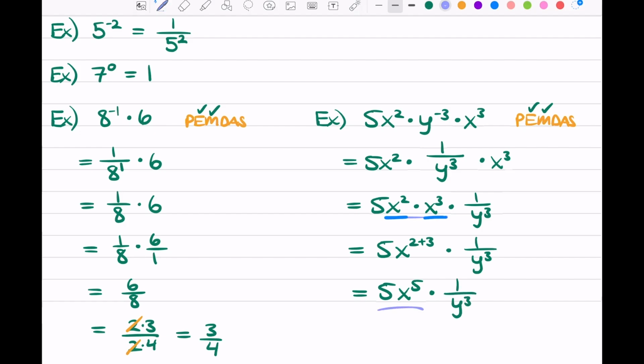And now we have a whole number times a fraction, so we'll need to rewrite the first part. We'll have 5x to the 5th divided by 1 times 1 over y to the third. Multiplying across, our final answer is 5x to the 5th over y to the third.